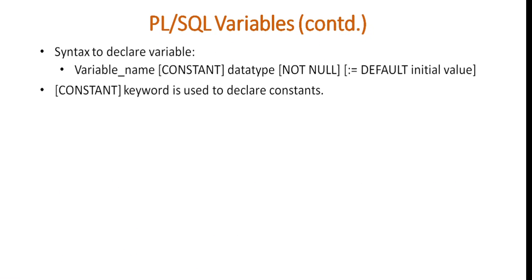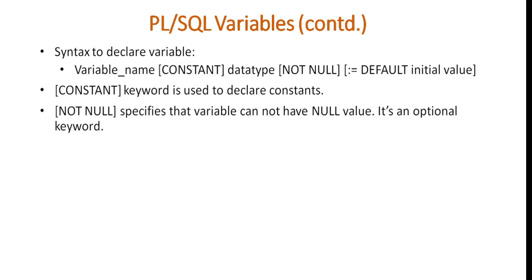Now here in this syntax to declare a variable, we have the constant keyword, which is used to declare a constant. Then we have the not null keyword, which is an optional keyword, and the not null keyword specifies that the variable cannot have a null value. Okay, it means if you write the not null keyword in the declaration of any variable, then you cannot specify a null value for that variable.